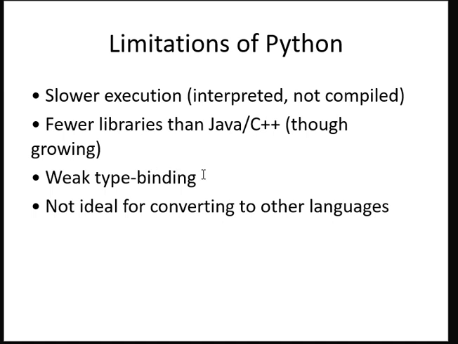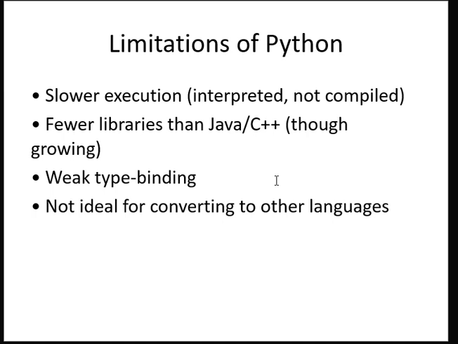Now there are some limitations also. The limitation is slower execution, as it is using an interpreter, not a compiler. So it executes slowly. It means it executes line by line, and that's why it goes slow. Fewer libraries than Java and C++, though it is growing day by day. So maybe in the coming days we may have a full-fledged library like Java and C++, and maybe it will be on par with the libraries of both programming languages.